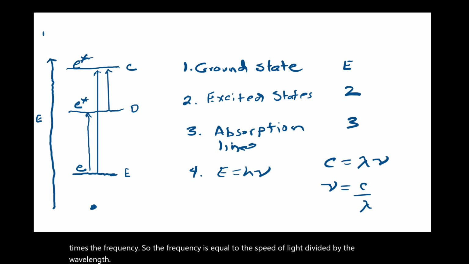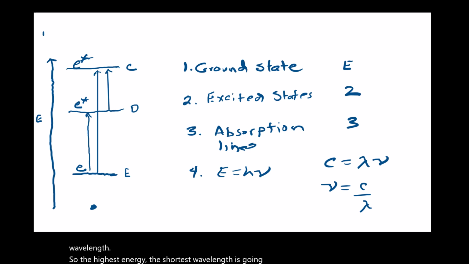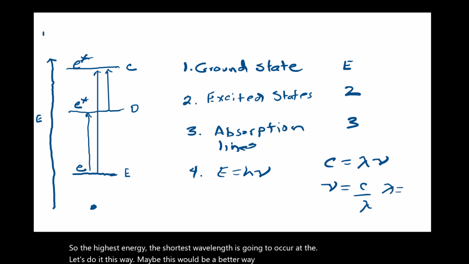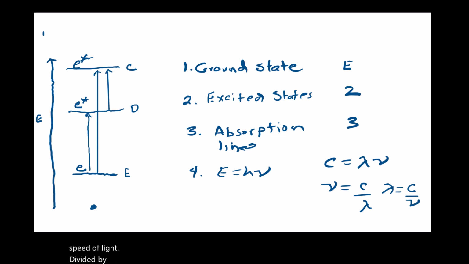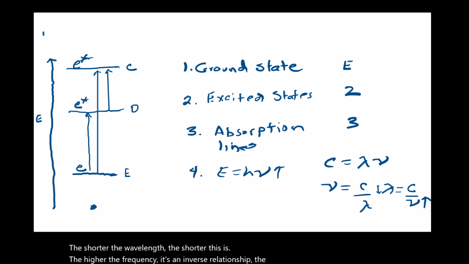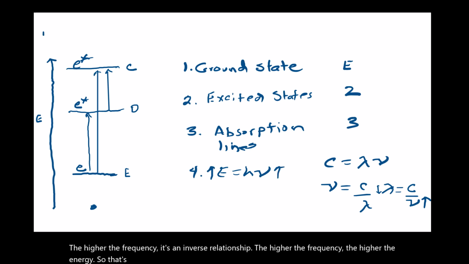So the highest energy, the shortest wavelength is going to occur at the, well, let's do it this way. Maybe this would be a better way to do it. So wavelength is equal to the speed of light divided by the frequency. And so the shorter the wavelength, the higher the frequency. It's an inverse relationship. The higher the frequency, the higher the energy. So that's what they're wanting you to do, is look at these equations to make your decision.